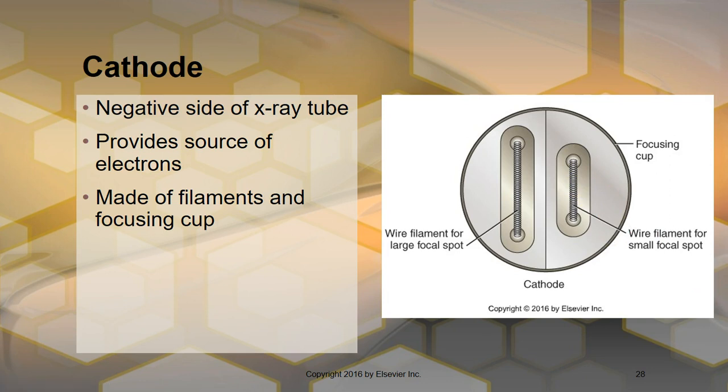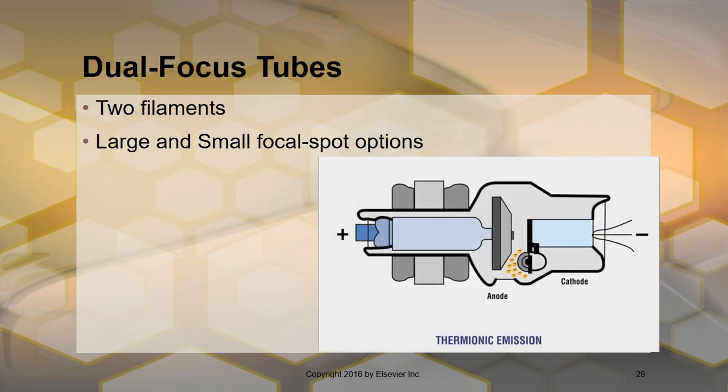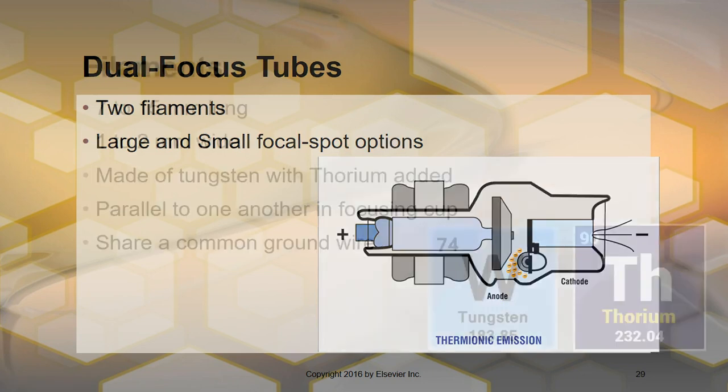The differences come in when you decide which particular image you're taking, and we'll go into it in just a second. So when you have a dual focus tube, you have the two filaments, and that's when you have the large and small focal spot options. Most of them have two. The only time you would find only one is in an older unit with a stationary anode, and these don't have different sizes. So here they are, and the different filaments are in different sizes.